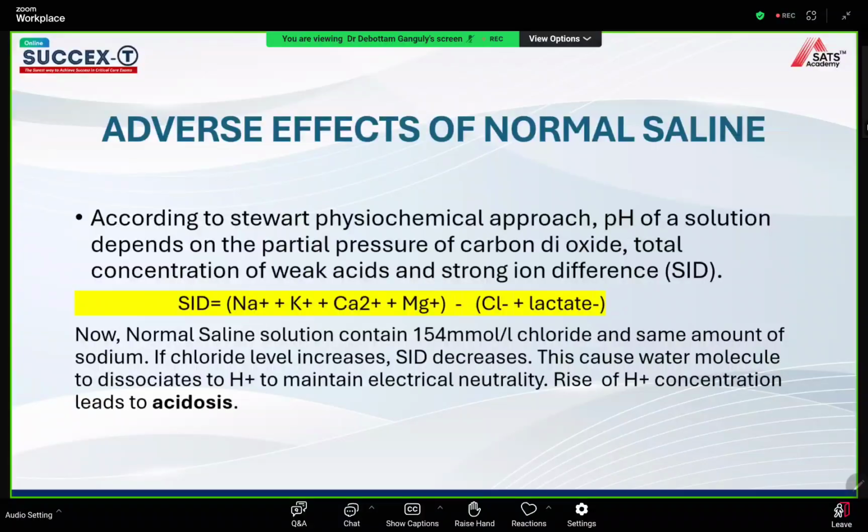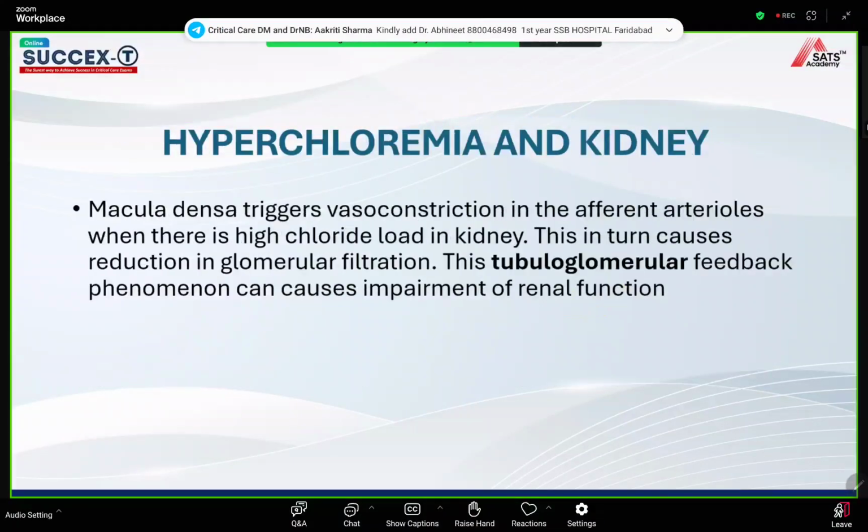Normal saline solution contains 154 millimole per liter of chloride and 154 millimole per liter of sodium. So if the chloride level increases, the strong ion difference decreases. This causes water molecules to dissociate to H plus ions to maintain electrical neutrality. This rise of H plus ion concentration leads to acidosis. That is the cause of hyperchloremic metabolic acidosis by transfusion of normal saline. So this is the thing of concern.